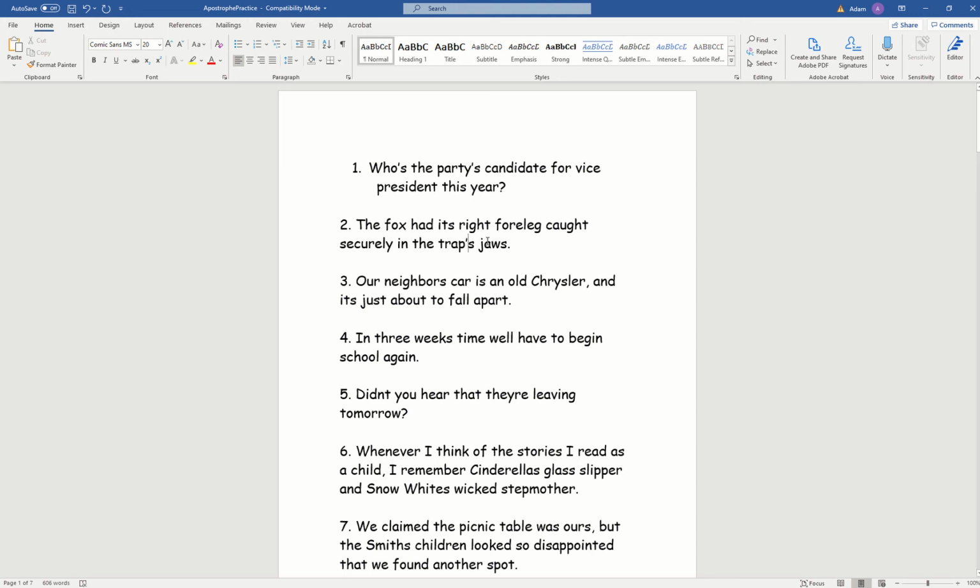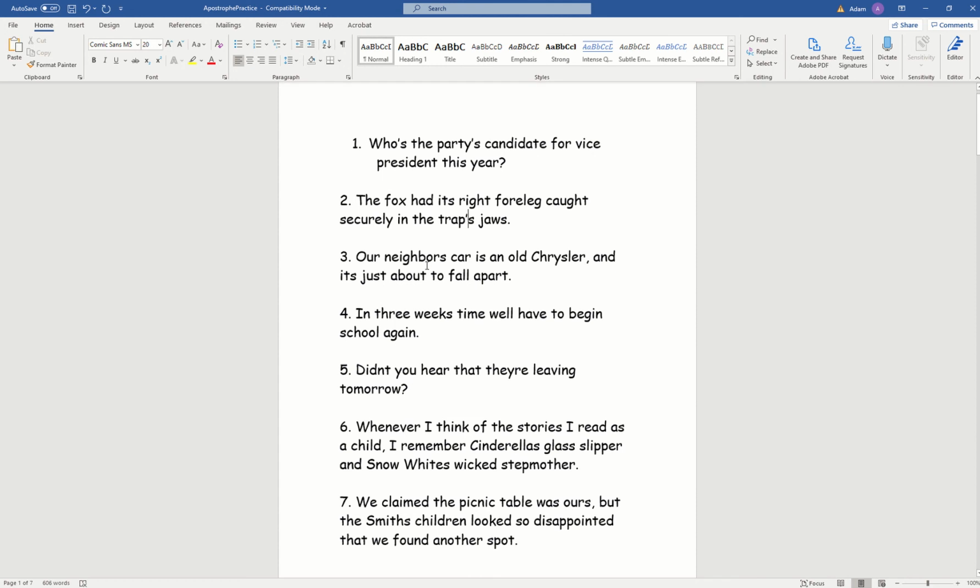And jaws, where does the apostrophe go in jaws? Let's see, is there possession? No, there's no possession. Nothing belongs to the jaws. No possession, no apostrophe. Our neighbor's car is an old Chrysler, and it's just about to fall apart.